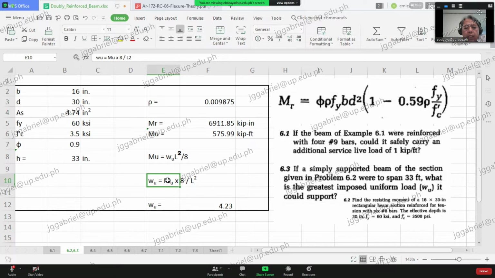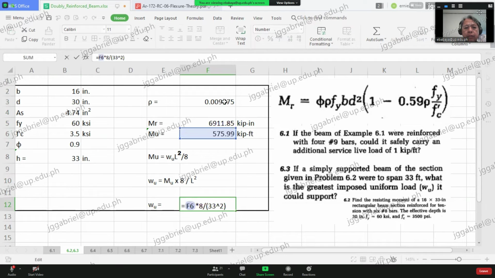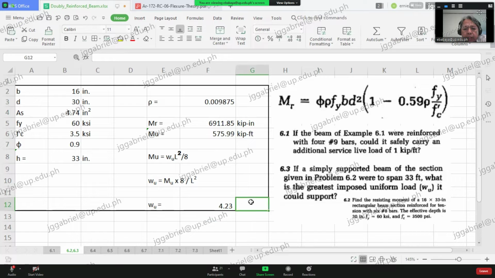Now, we apply the formula. MU, that's 575.99, times 8 divided by the square of the length, which is 33 feet squared. And your answer will be 4.23.